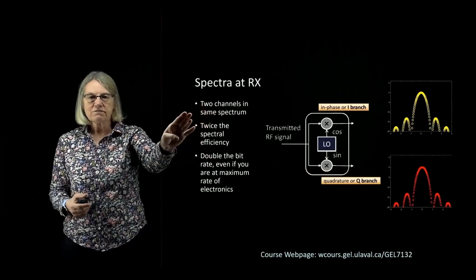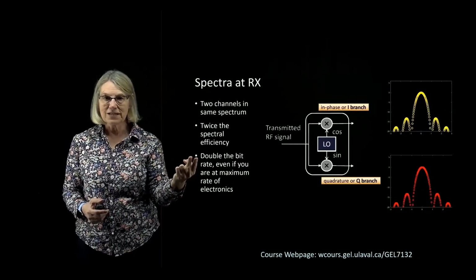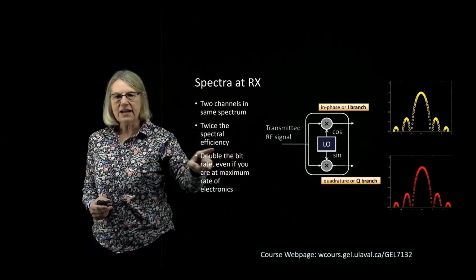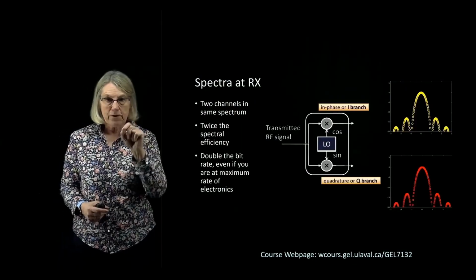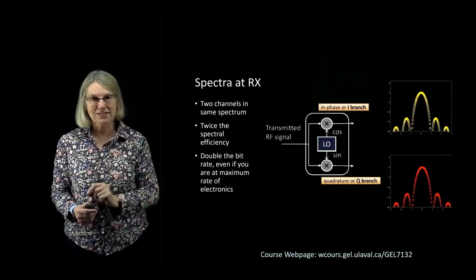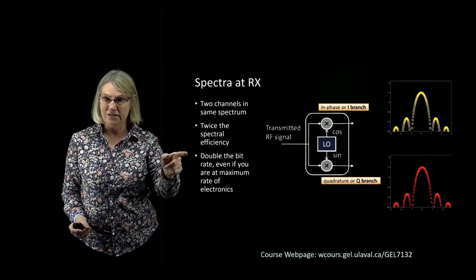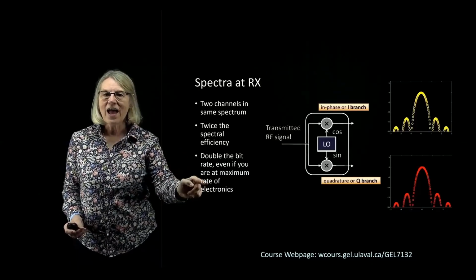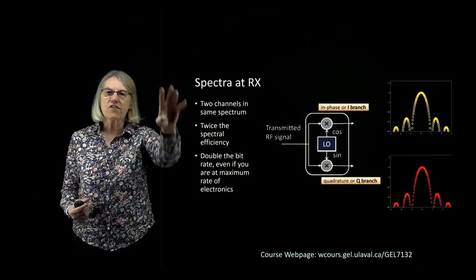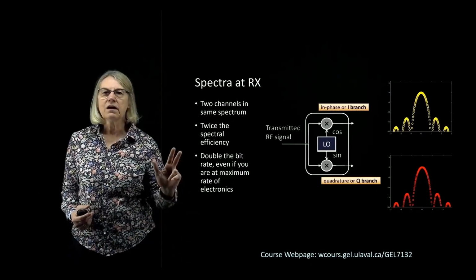So two channels occupying the same spectrum. That means that I get twice the spectral efficiency. And because I'm using two channels, that means that I am doubling my bit rate. So remember, I said that even though I have a speed limit from my electronics, I cannot modulate my signal more than the speed my electronics can achieve. This allows me to make my bit rate twice as high as the rate that my switching can occur in the electronics. So again, this is just another way of interpreting how you get higher spectral efficiency using coherent detection.